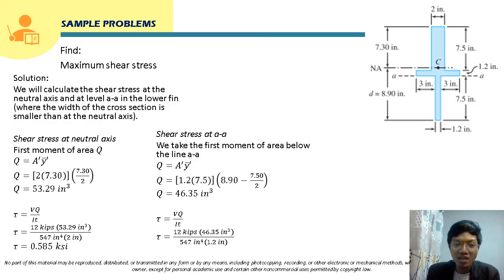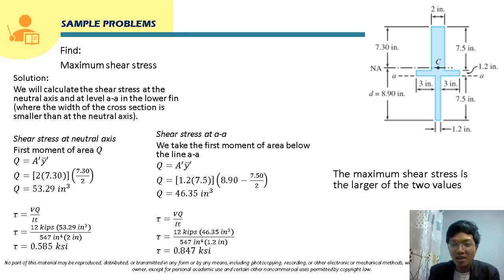So, yung V natin dito, class, ay 12 kips. Yung Q natin, 46.35 inches cube. Yung I natin, 547 inches to the fourth. And yung T natin, take note, ito yon. Ano yan? 1.2. Ayan. So, in this case, class, the shear stress at AA is 0.847 KSI. And as you can see here, class, this is larger. No? So, this is greater than the shear stress at the neutral axis. So, ito, class, yung mag-govern.